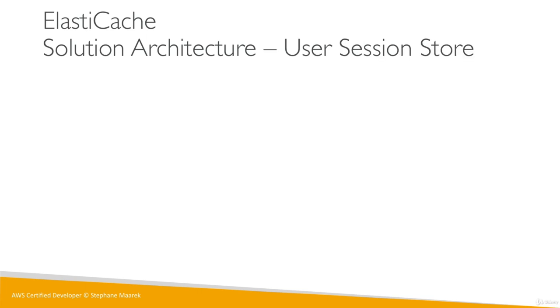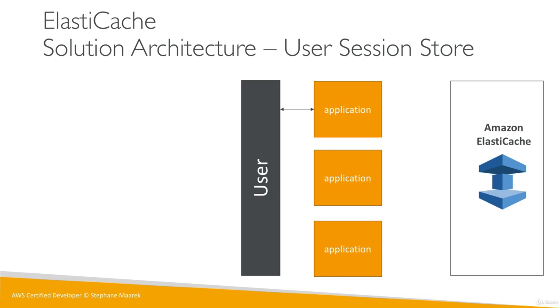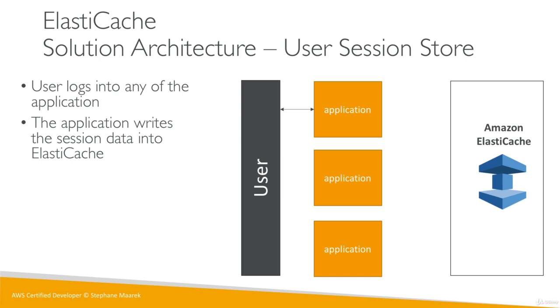Now, another solution architecture you must know is the user session store. In this case, our user basically logs into our application, and our application is stateless. So that means there's a bunch of applications running, maybe in an auto-scaling group. And so all of them need to know that the user is logged in. So the process is as follows. The user logs into one of the applications, and then the application will write the session data into ElastiCache. So this is it. The first application just wrote the session data into ElastiCache.